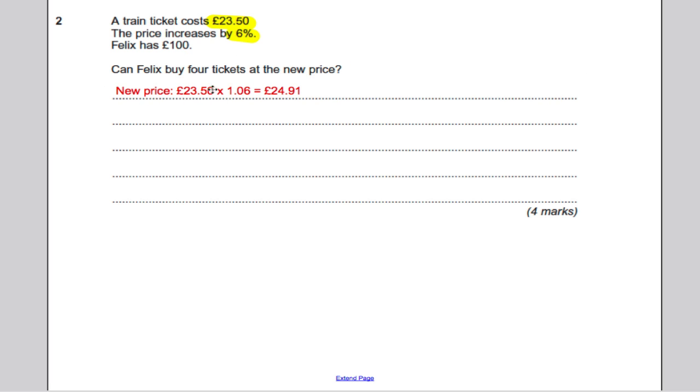So I'm going to work out the new price by multiplying £23.50 by 1.06. If you like, you can work out 1%, work out 6%, and then add it on to the original amount. That gives us £24.91. And now I have to see how many times £24.91 fits into £100. So I'm going to do a division here. £100 divided by 24.91 gives me 4.01. Can he buy 4 tickets? For my final mark, yes he can.